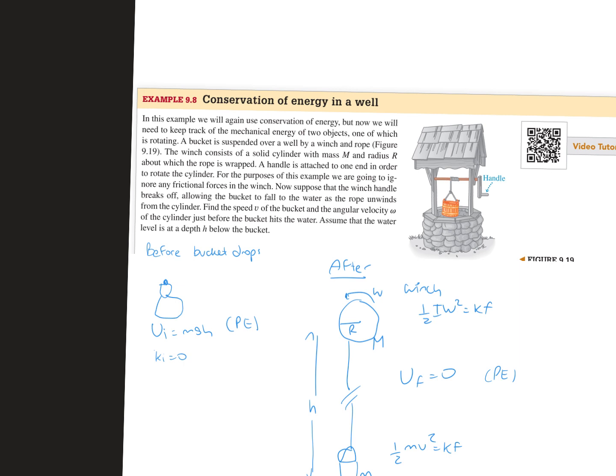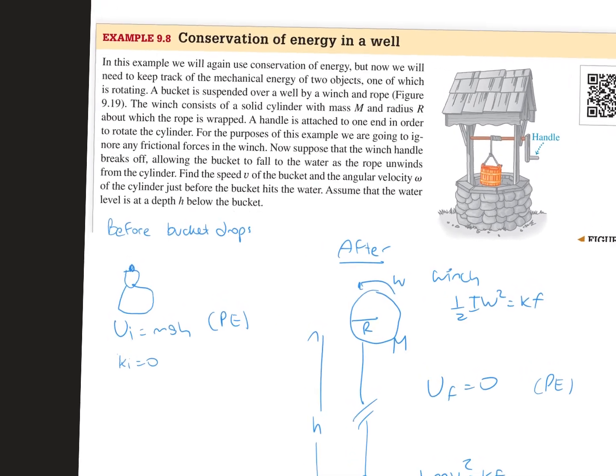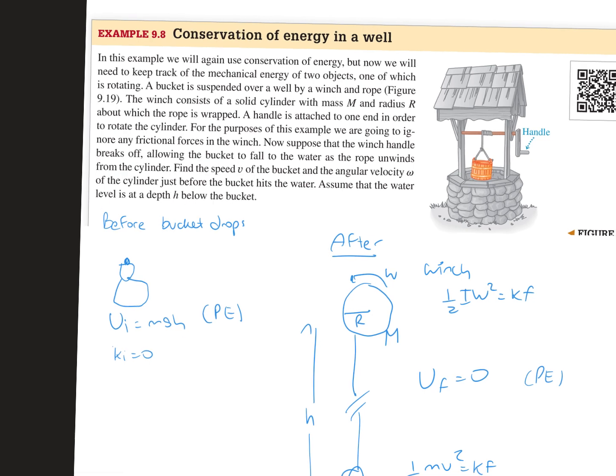Now it says that suppose that the winch handle breaks off, allowing the bucket to fall to the water as the rope unwinds from the cylinder. They're asking us to find the speed of the bucket and the angular velocity of the cylinder just before the bucket hits the water, assuming that the water level is at depth h below the bucket.